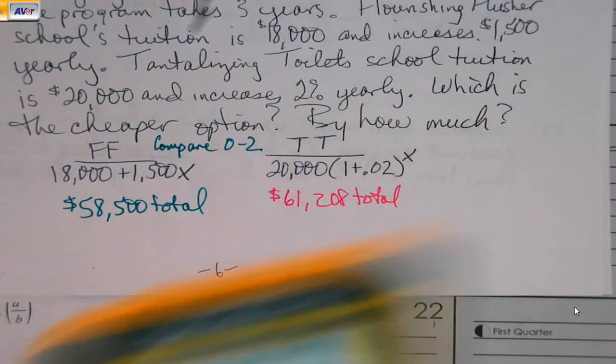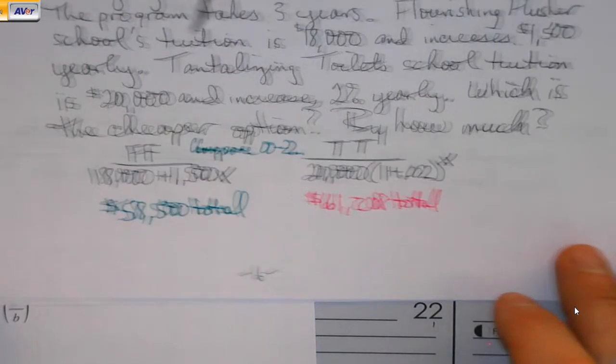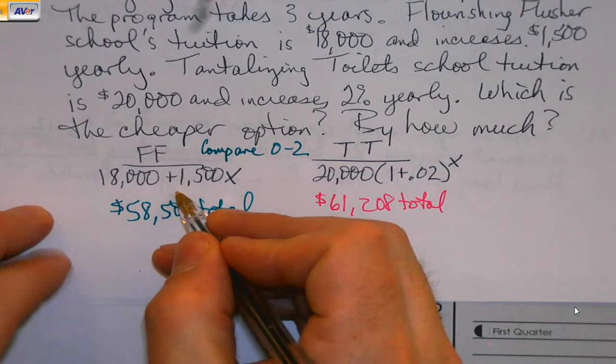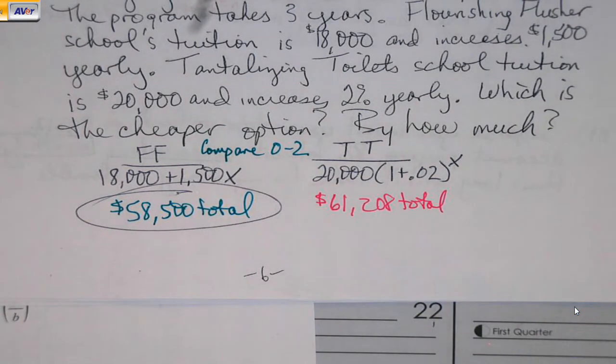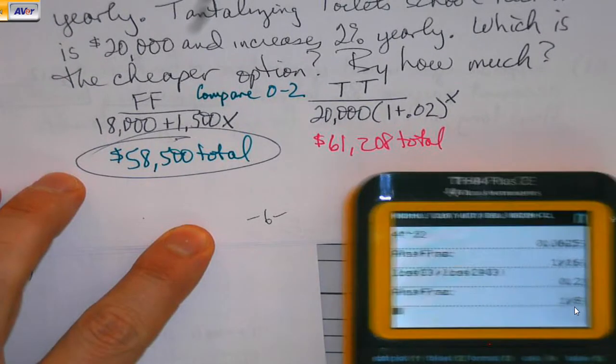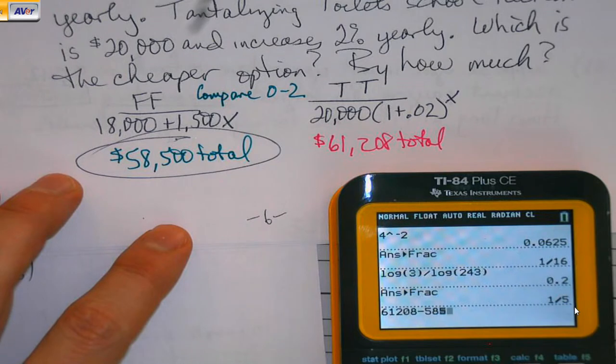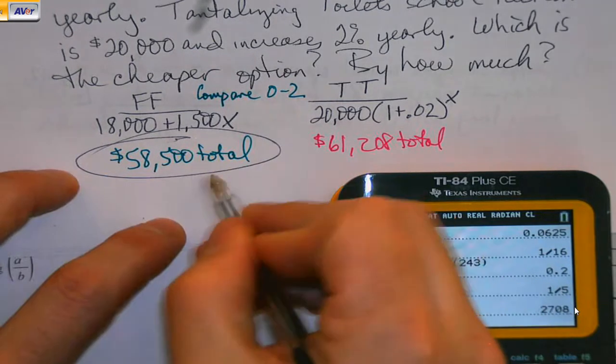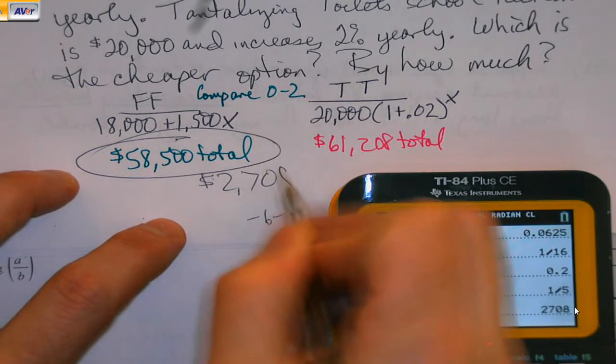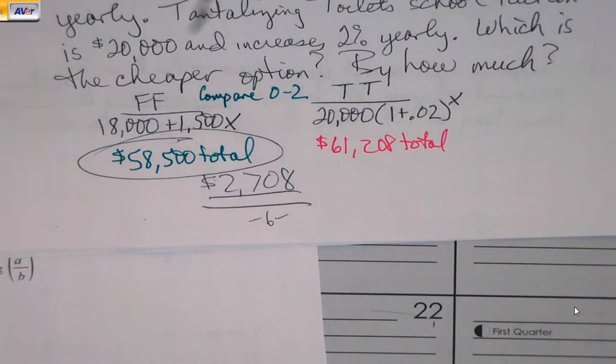And basically, for the most part, if we're getting the same education, we're going to choose flourishing flusher here. And then again, answer the whole question. Okay, how much of a difference? Don't just say that's better. Don't just say because it's less. Get the value in there.